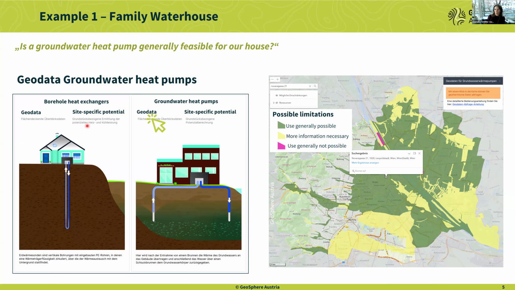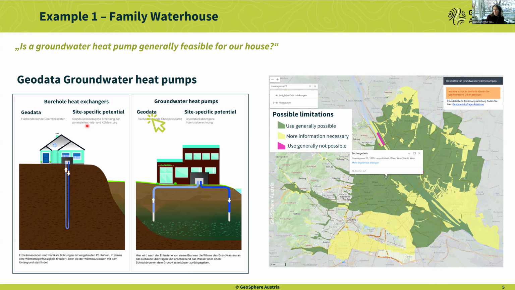One saying the use is generally possible. Yellow means more information is necessary, and pink means that the use is generally not possible. So the data behind this is, for example, protection areas. We have nature or landscape protection areas. They are here represented in yellow mostly, and then water protection areas with the highest priority indicating the pink colors.